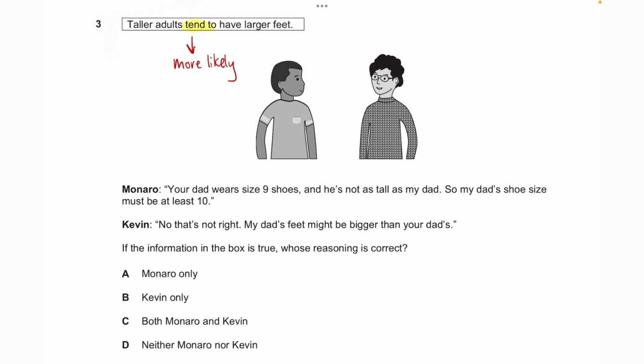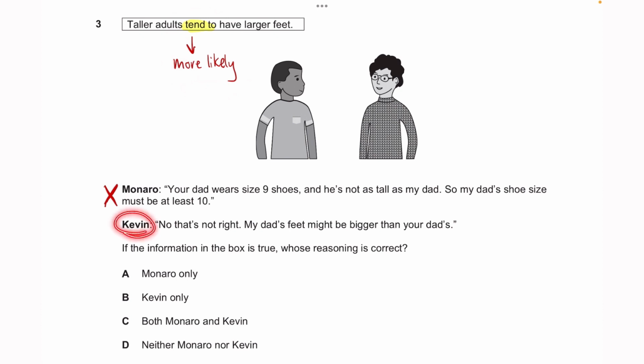If we have a look at what Manara says, your dad wears size 9 shoes and he's not as tall as my dad, so my dad's shoe size must be at least 10. Well, Manara's reasoning is actually incorrect. Why? Because once again, it says tends to, which is more likely. It's not guaranteed that his dad's shoe size would be larger than Kevin's dad's feet. And so Manara's reasoning is incorrect.